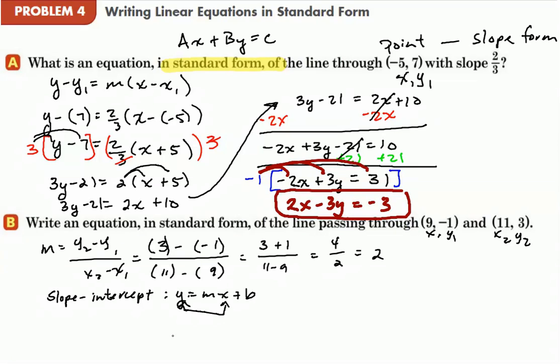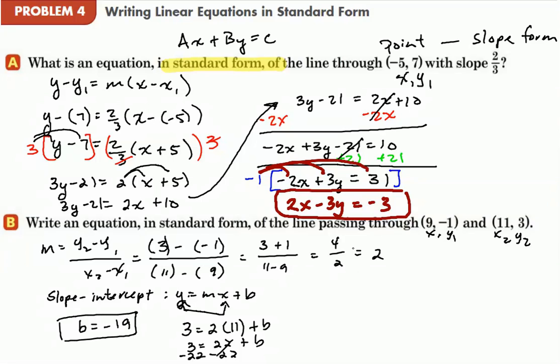So for y, I'm going to plug in a 3. My slope is going to be 2 times our x. I'll use the 11. And then plus b. And I'm going to go ahead and solve for b. So 3 equals 22 plus b, subtract 22. The 22's cancel out, so therefore b is going to equal negative, let's see here, 19. So there's our b, and now we have our m of 2, and we can go ahead and write the equation. So we have y equals 2x minus 19.